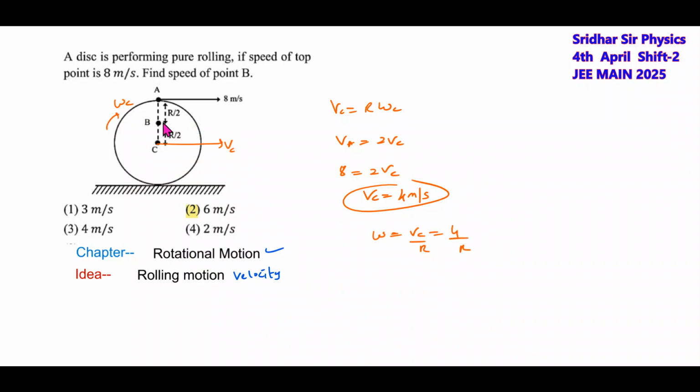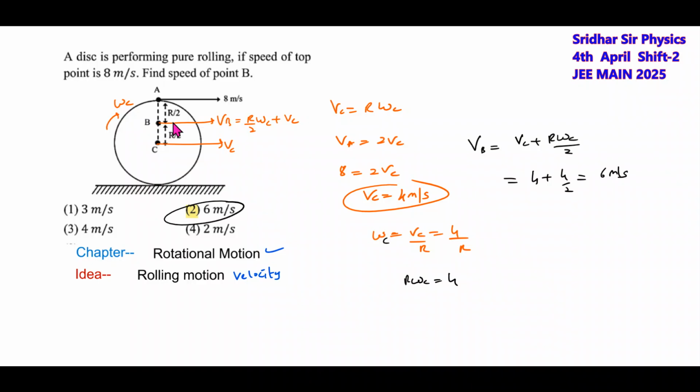Then the velocity of point B will be Vc plus r omega by 2. What is the velocity of the center of mass? It is 4. r omega is equal to 4, so this will be 4 by 2. The velocity of point B will be 6 meters per second.